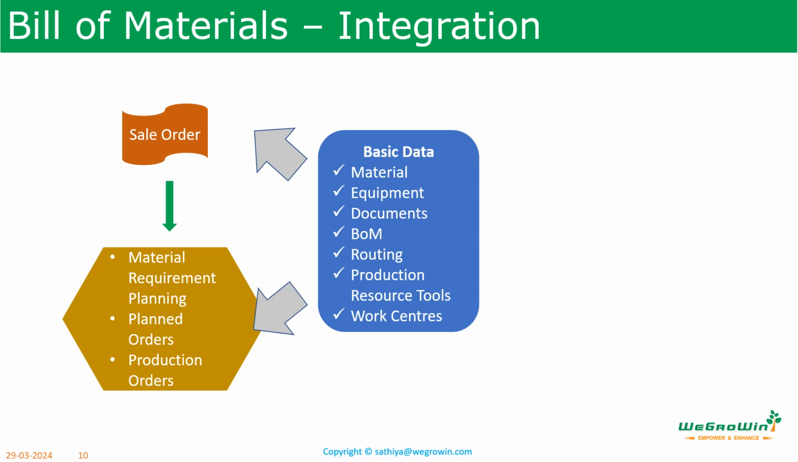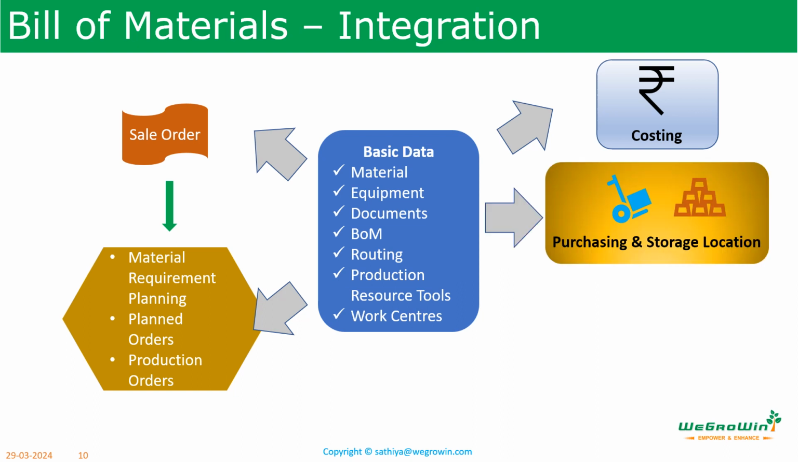And then we have material requirement planning. From sales order we are having the material requirement planning where you have to plan the dependent items. For those things we need to have bill of materials and other master data. Costing, as we discussed, bill of materials is integrated with costing to work out how much cost is required to produce a product. And then purchasing activity, how much you have to purchase, also where we have to keep this material, the store locations.